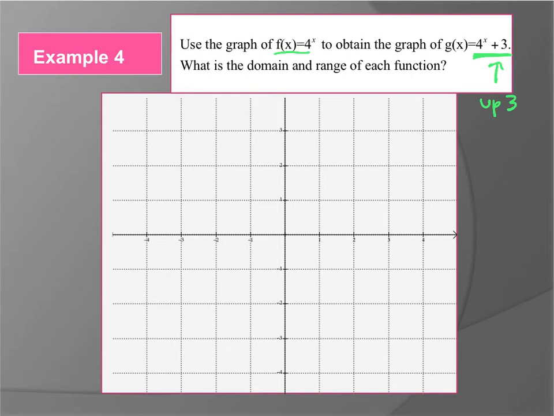Well, let's graph them both. So first let's graph our f of x is equal to 4 raised to the power of x. So when we plug in 1, what do we get? 4. When we plug in 0, what do we get? 1. And then when we plug in negative 1? 1/4. So our f of x graph is going to look like this.